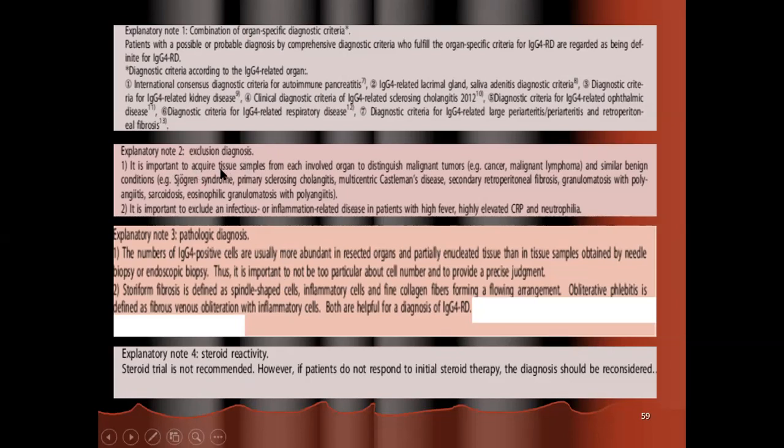في explanatory note تانية اللي هي نمرة 2. It is important to acquire tissue samples from each involved organ to distinguish malignant tumors عشان تعمل exclusion malignancy والinfection. ده مهم قوي. رابع explanatory note بتقول ان الستيرويد ترايل is not recommended. However لو العيان خد الستيرويد و not responding للinitial steroid therapy الdiagnosis should be reconsidered. دي الجابانيز كرايتيريا يا جماعه.